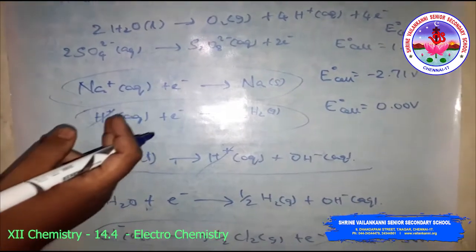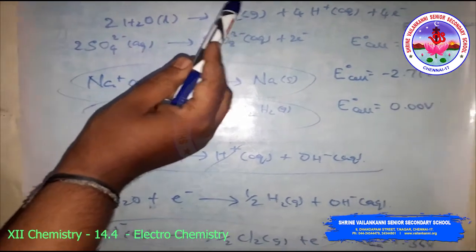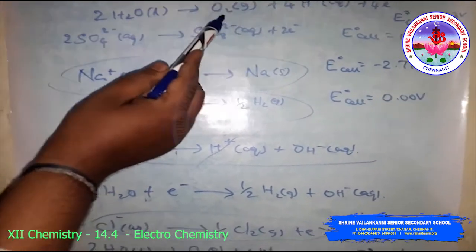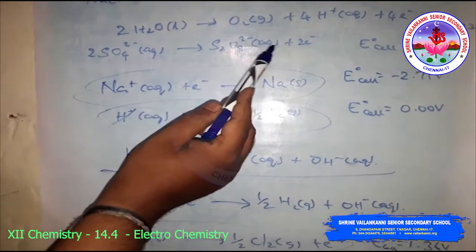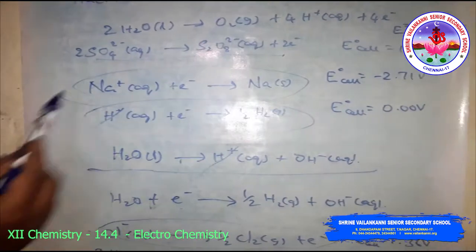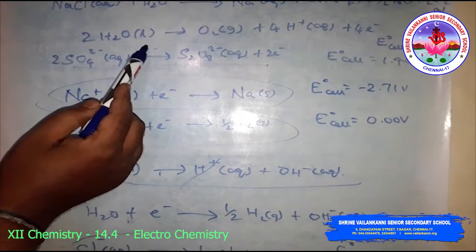So batteries, what do we mean by batteries? That's one or more than one cell connected in series. Okay, that is called a battery. Suppose single means you have to use only one cell.